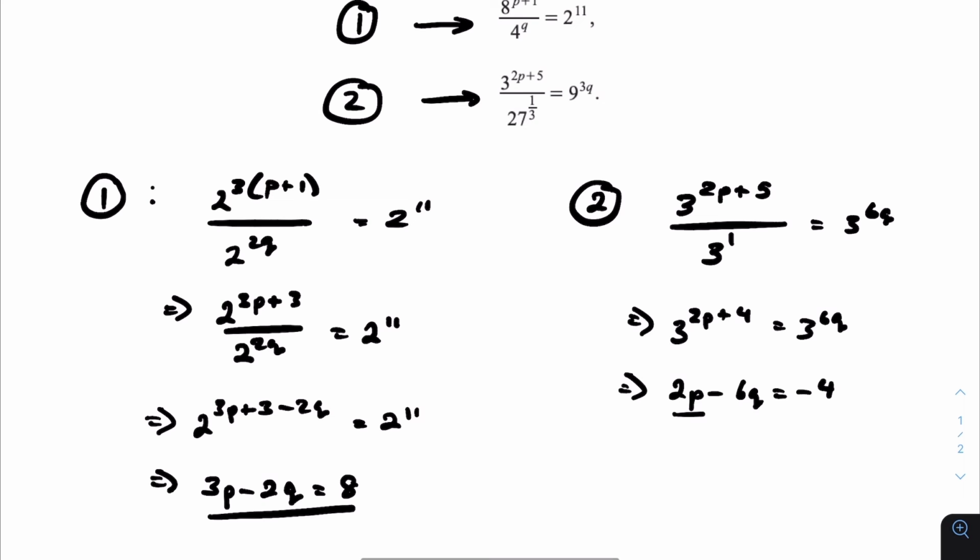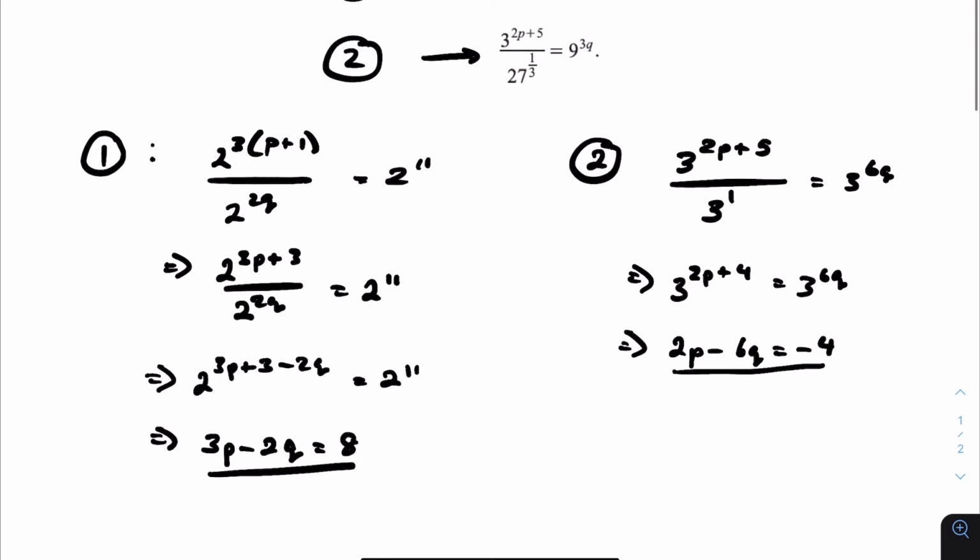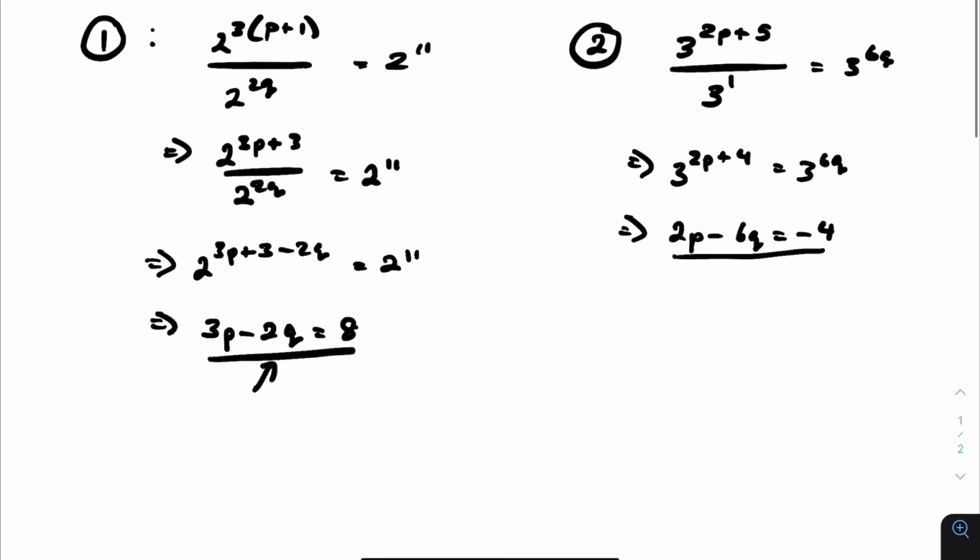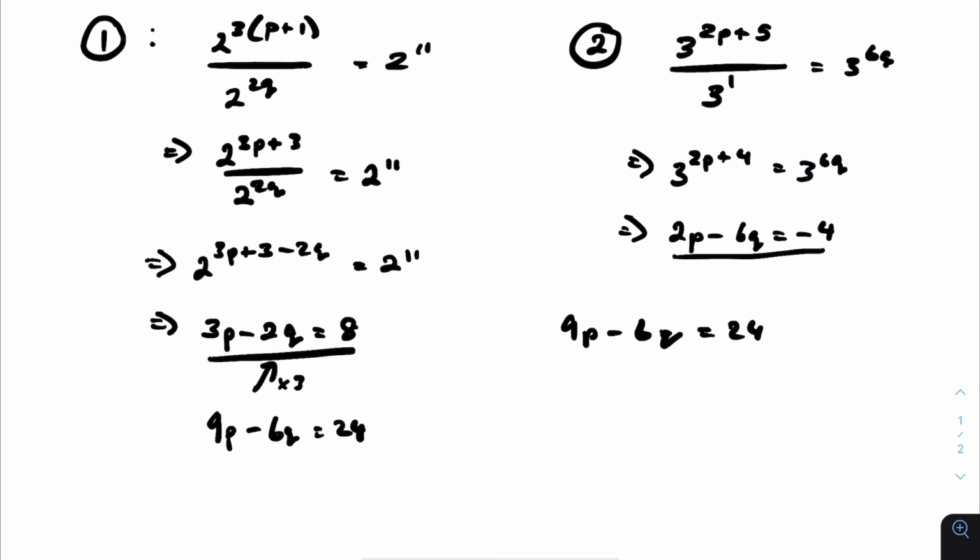Now we just need to use these two equations to solve for p and q. We can see that if we multiply the first equation by 3, it will give the same coefficient of q, and we can use that to solve the simultaneous equations. If we multiply that by 3, we get 9p minus 6q is equal to 24. Let's write that down alongside the other equation. The other equation is 2p minus 6q is equal to negative 4.